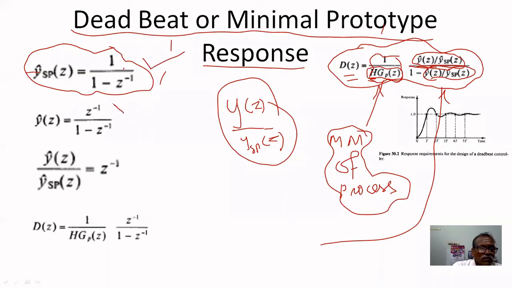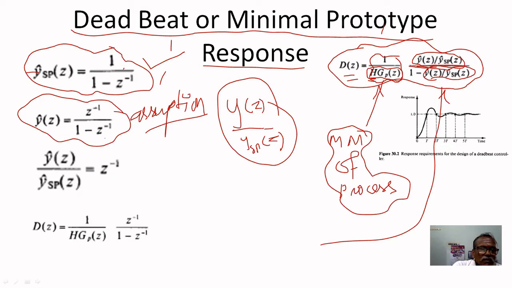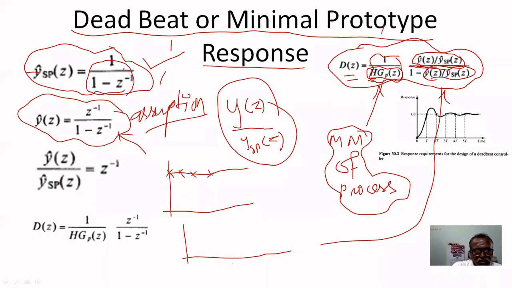For that, what is the response of the process? This is the assumption, that the response will be looking like that. What is the meaning of this? Suppose I am giving a step input. Even though it is discrete, I am putting in a continuous step. So it means you are giving inputs like this. If you give inputs like this, the response should be like this. This is the response, not this. This is the step response.